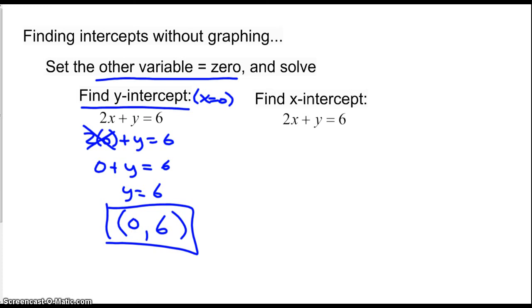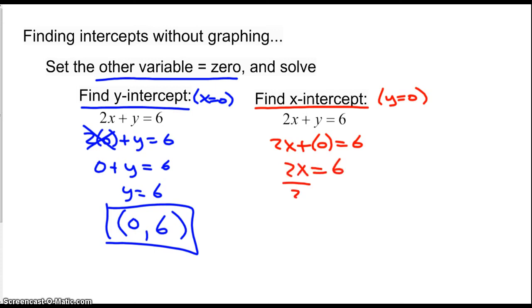And I could do the same thing for the x-intercept. If I want to find the x-intercept, that happens when the other variable, y, is 0. So I would put a 0 in for y in the equation. Just substitute a 0 everywhere there's a y, and then solve the remaining equation. 2x equals 6. And in this case, it turns out x is 3.